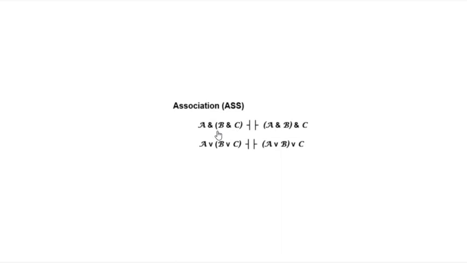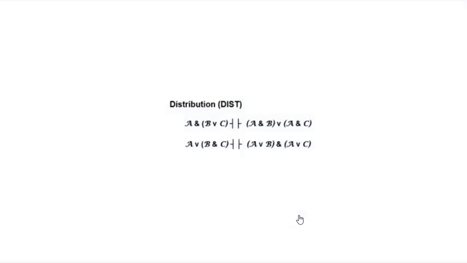Association is a rule that applies to strings of conjunctions and strings of disjunctions. As long as you have a string of conjunctions or a string of disjunctions, it doesn't matter how they're grouped. So A and B and C is logically equivalent to A and B and C grouped differently, and the same for disjunction. And finally, distribution.